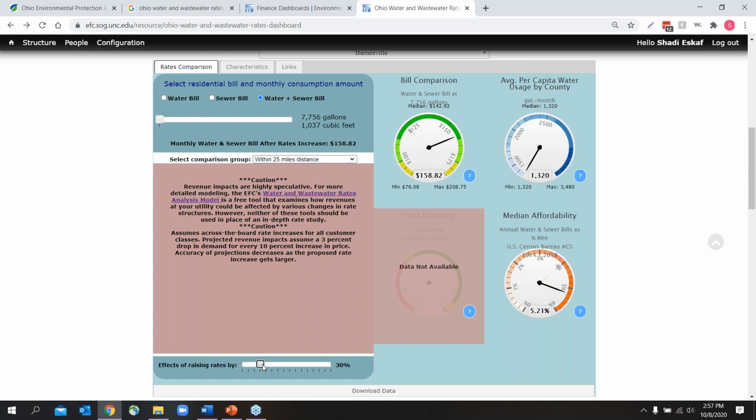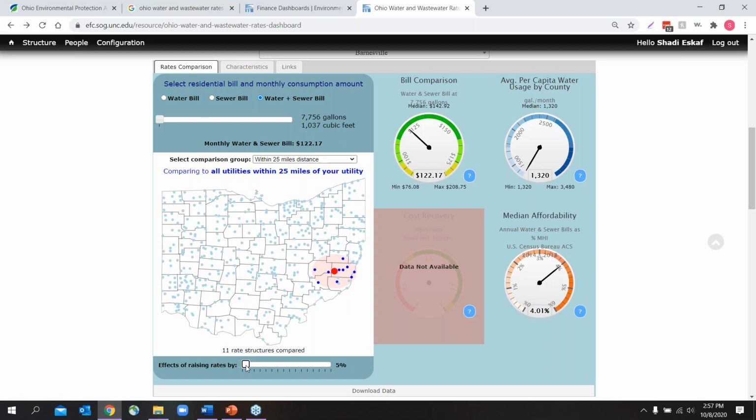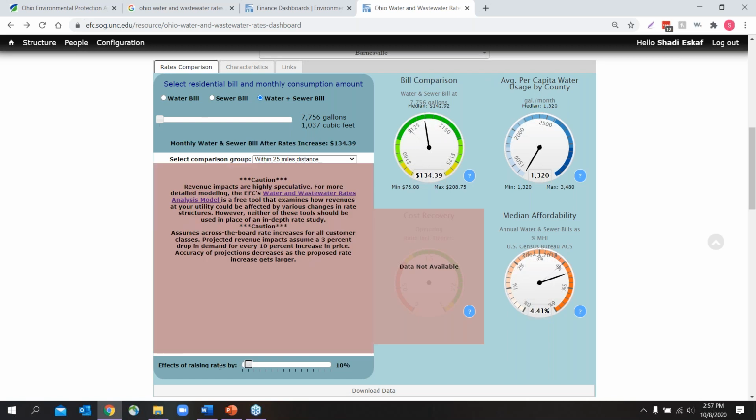So in this case, I just slid it up to raising rates by 30%. That might be a little high. Let's say that you raise your rates by 10%. You can see, well, hopefully you can see that there's a light area, a light line there where the original bill was, and where the new bill is where the needle is right now. So if I move back to 0, you'll see that the needle moves back to where it was, and if you raise it up to 10%, this is where you would be. And you can see the same thing happen with the affordability dial too. So for Barnesville, water and sewer combined, they would go up from 4% MHI to 4.4% MHI.